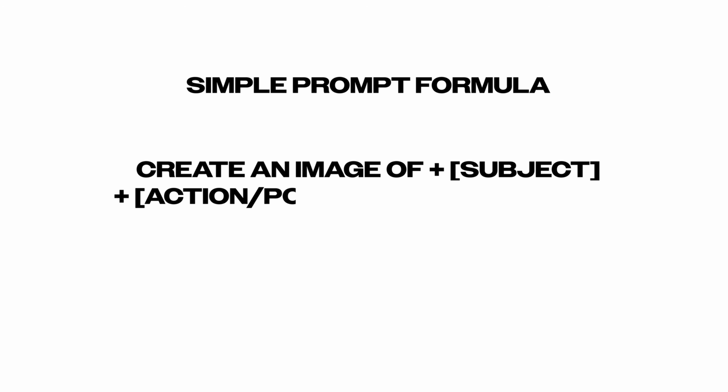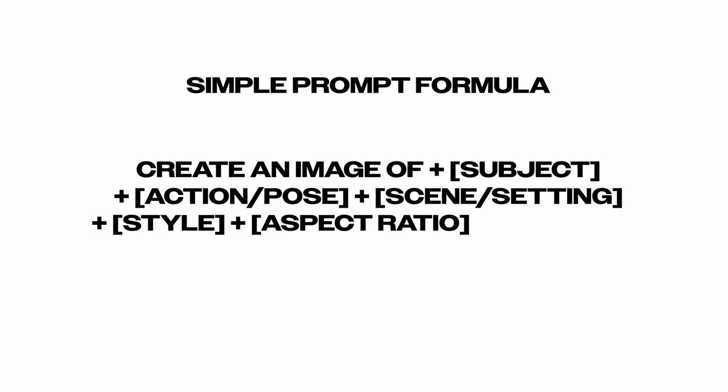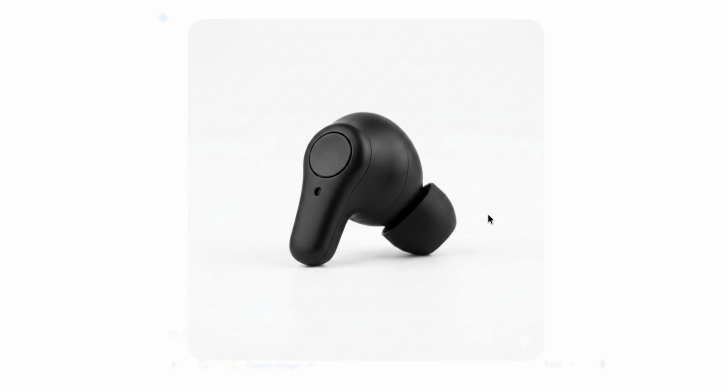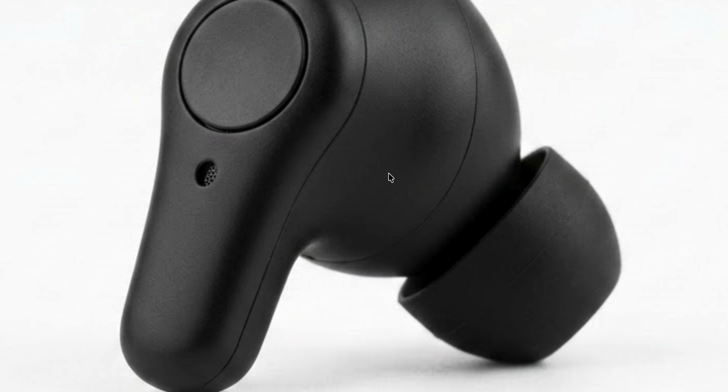Here's the simple prompt formula we'll use throughout this entire video. Create an image of your subject, doing the action or pose, in the scene or setting, in this style, with size or lighting. Here's what this looks like in practice. Say you're selling wireless earbuds. The prompt might be, create a studio product photo of a matte black wireless earbud on pure white background with soft diffused light, centered, 1:1 aspect ratio, minimal shadows. Quick heads up, there are daily generation limits, and if you're running Pro mode a lot, it might automatically switch you back to standard Nano Banana.